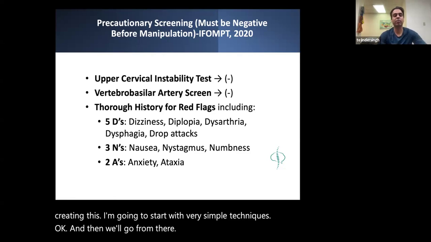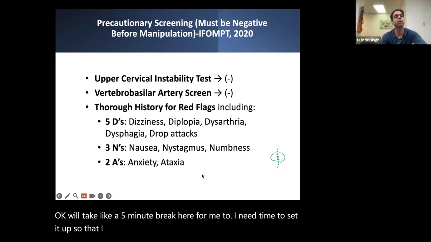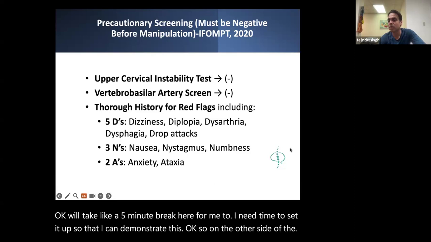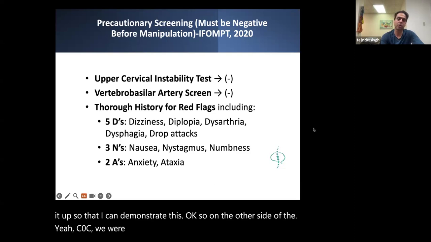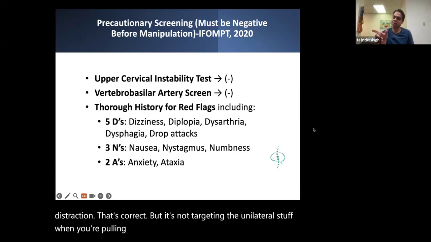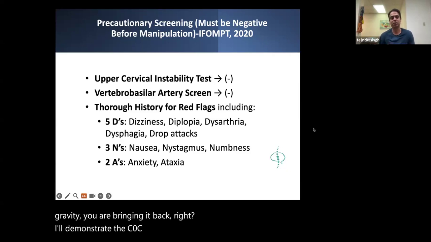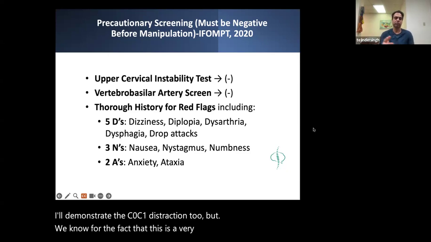We'll take a 5-minute break here, I need time to set it up so that I can demonstrate this. On the other side of C0, we were targeting C0-C1 with the upper cervical distraction. That's correct, but it's not targeting the unilateral stuff. When you're pulling it, if it's anteriorly translated, with gravity you are bringing it back, right? I'll demonstrate the C0-C1 distraction too, but we know for a fact that this is a very low skill technique. All of us know that.